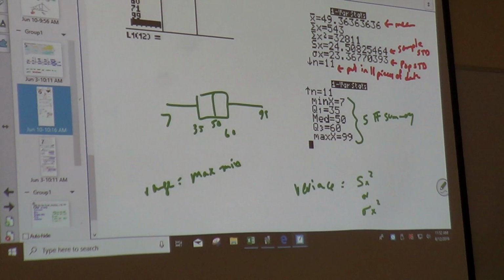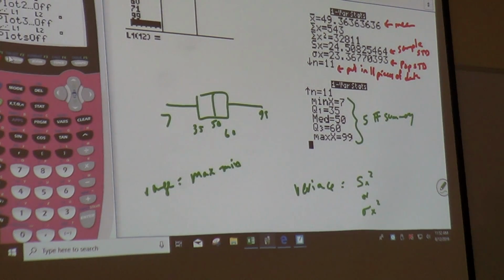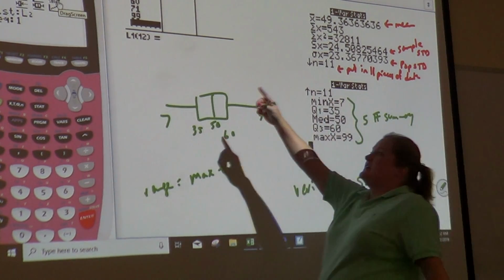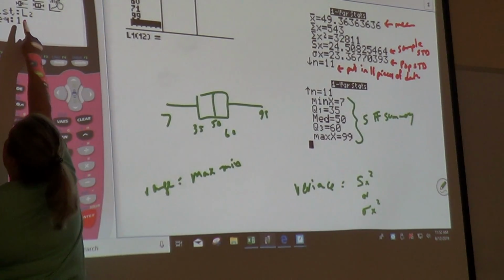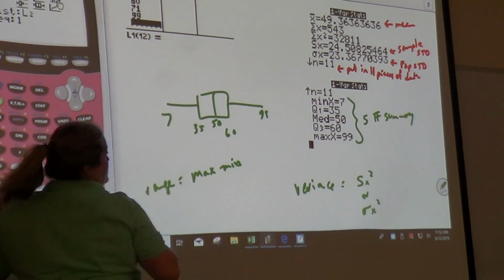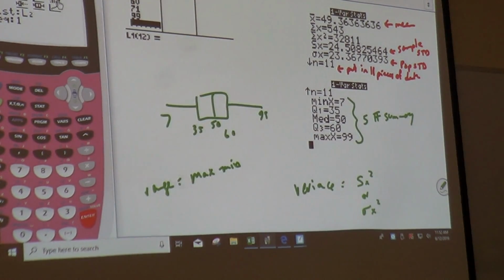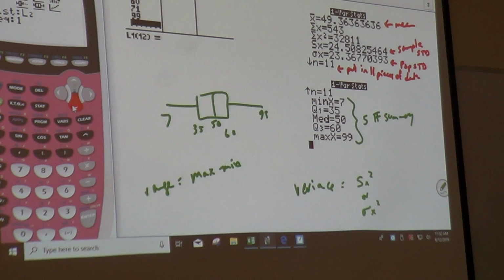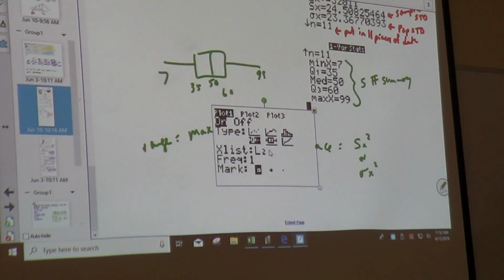Now, what if I wanted you to use the calculator to draw a box and whisker? Second Y equals. We would hit enter. Now, the box and whisker I like to use, y'all, is this first one. There's two box and whiskers. I like to use that one on the left. So if you'll go down and then go over until you get to that first box and whisker and then hit enter. That's the one that I like to use.